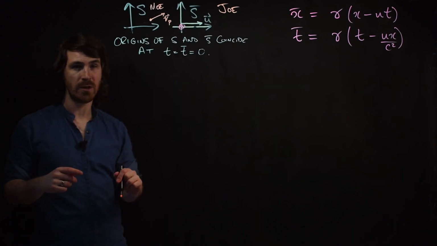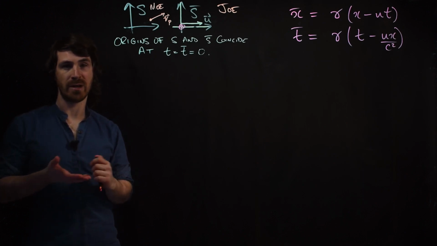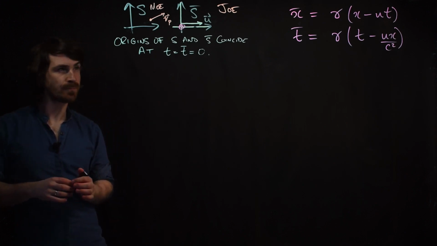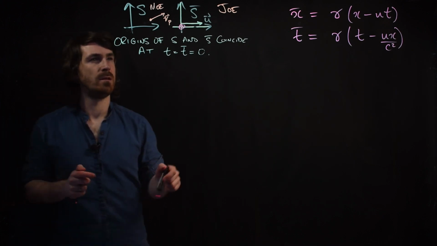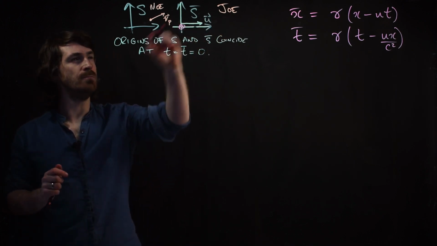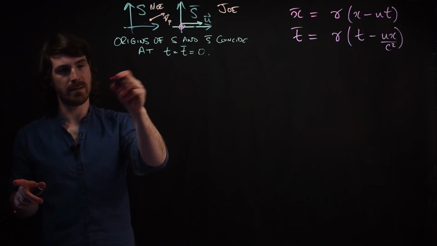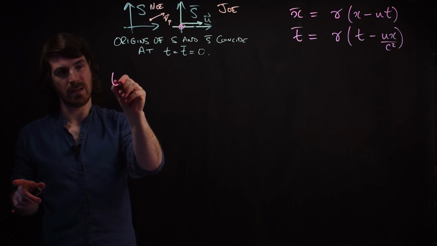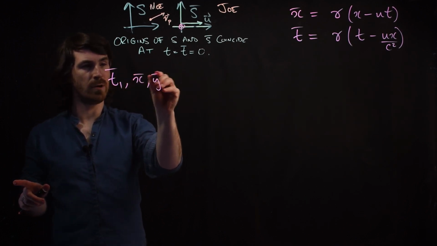So let's continue down the rabbit hole and look at another example of how time is subjective. So let's think about two events as observed by Joe in frame S bar. And these happen at times t1 bar and locations x bar, y bar, z bar.